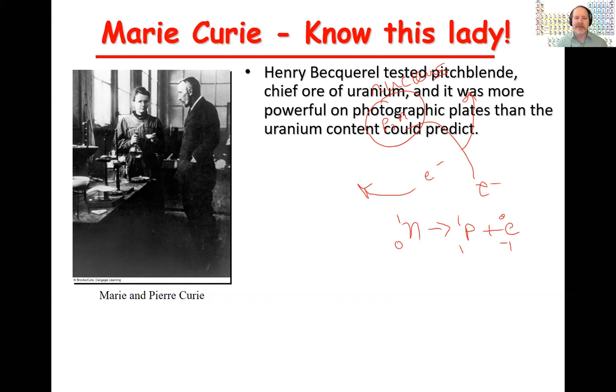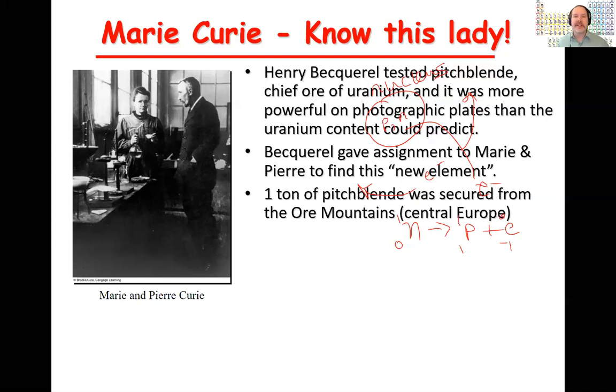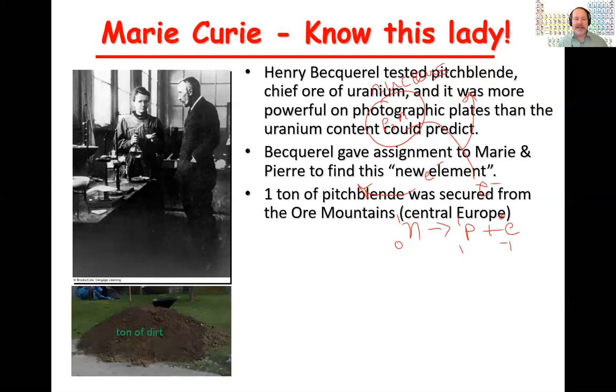This gave Becquerel the notion that perhaps there were some different elements in there that were radioactive. So he gave a new assignment to Marie and Pierre Curie to go find this new element. He gave them a ton of pitchblende that was secured out of the Ore Mountains, and you can go there to this day, and I think you can still see some uranium. And so what's 1 ton? It's like the back of a big pickup truck.